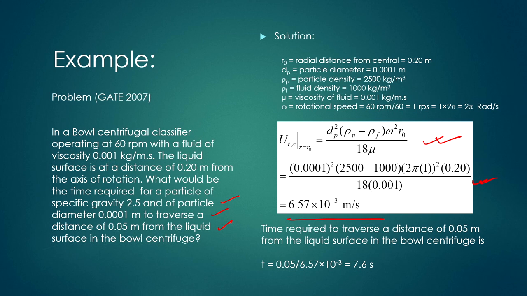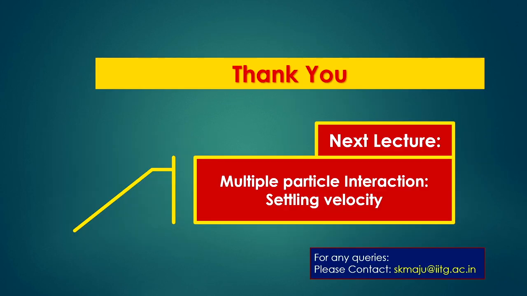This will be the velocity at which the particle will settle, and we need the time required for the particle to move a distance of 0.05 meter from the liquid surface in the centrifuge. That can be calculated simply from the distance given, 0.05 meter, divided by this velocity, which gives the time required. So it is around 7.6 seconds.